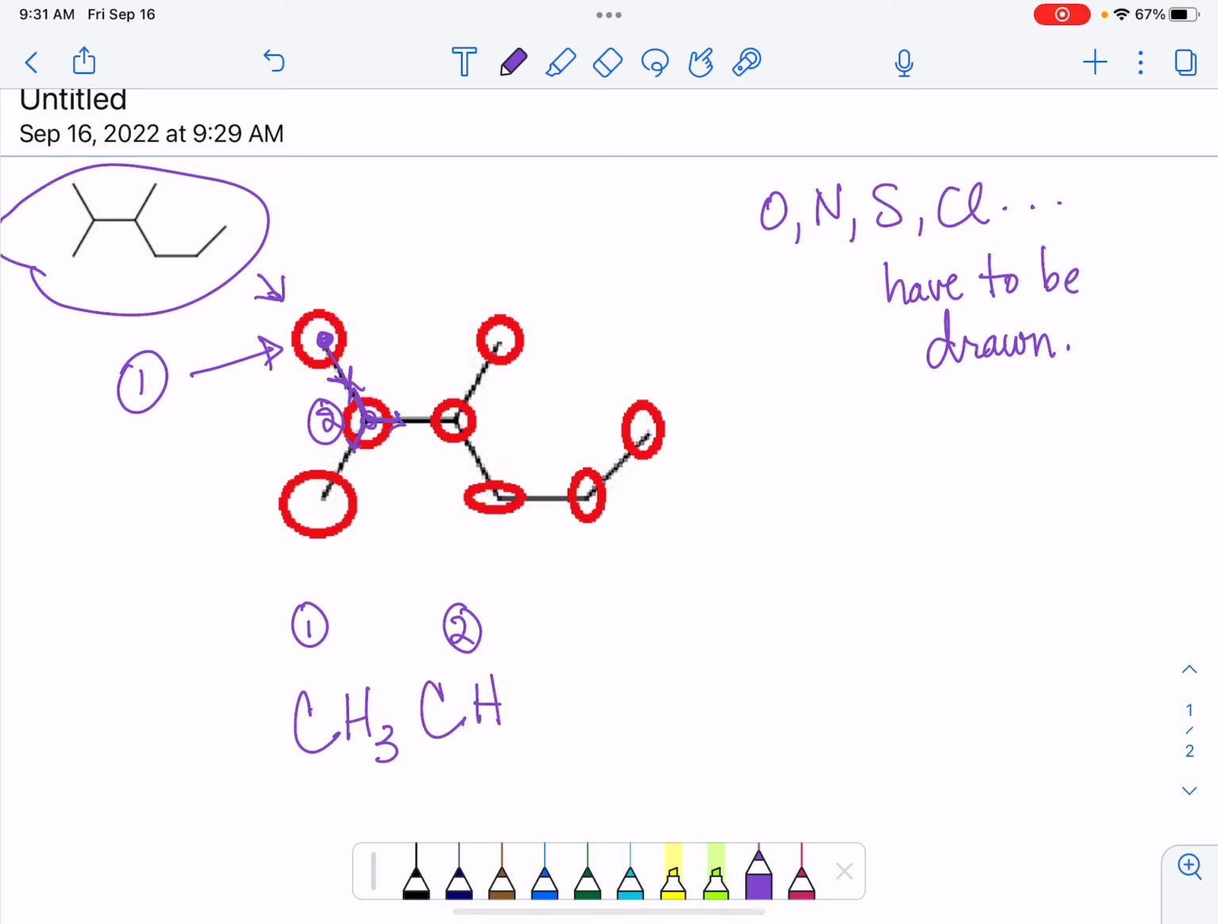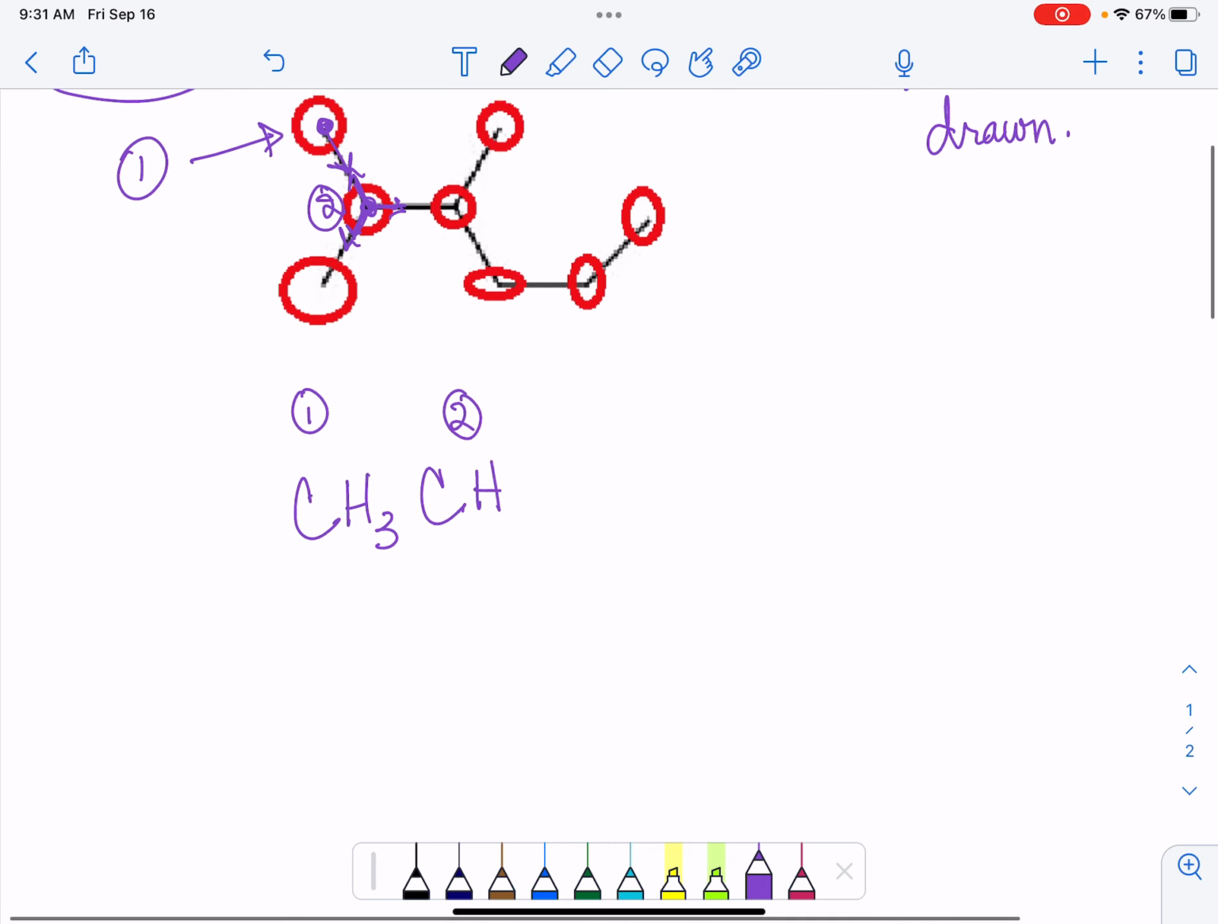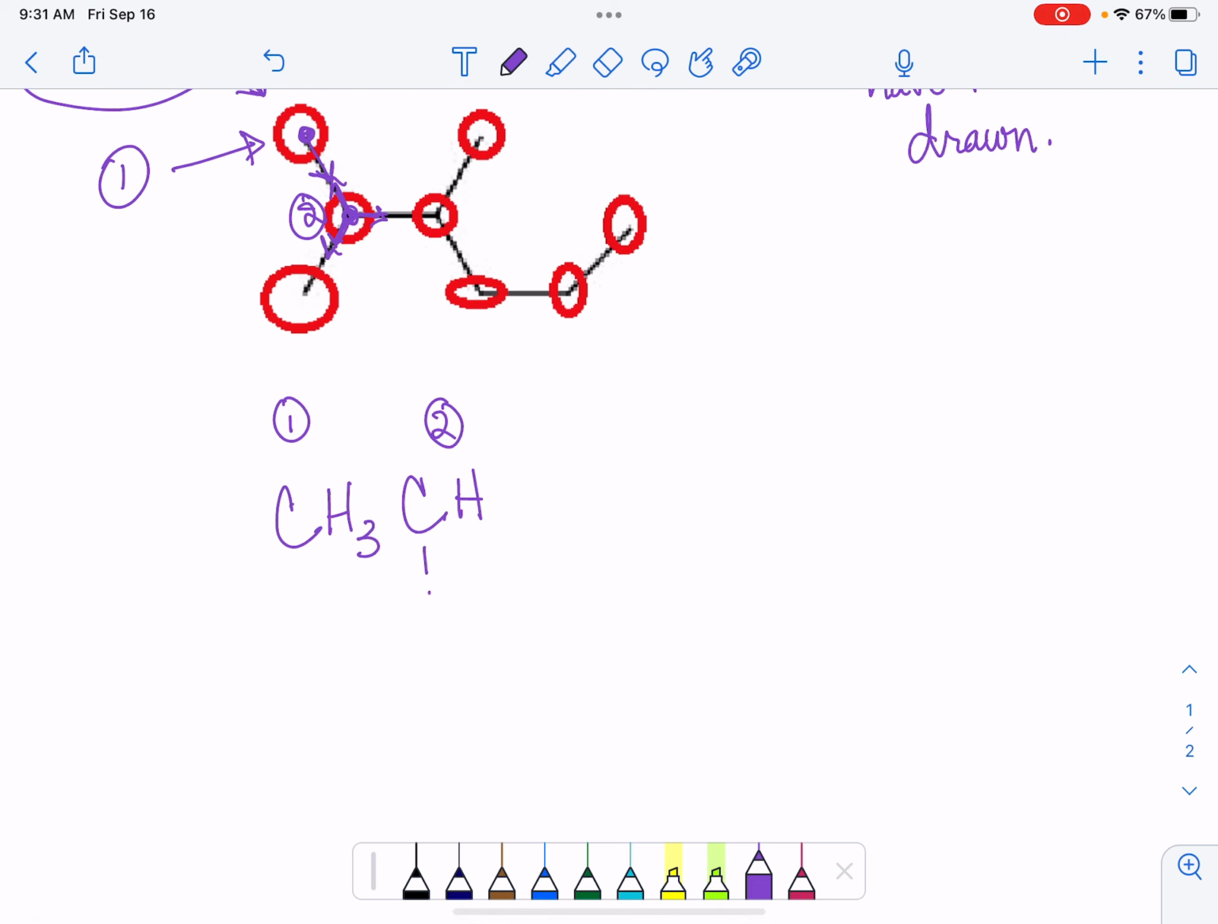Now, off of this carbon, I'm going to keep going to the right, but there is a carbon hanging off of him. And so I'm going to bring that down and write a carbon. So this is my 3rd carbon. And that carbon only has 1 bond, so I'll need 3 hydrogens on him.